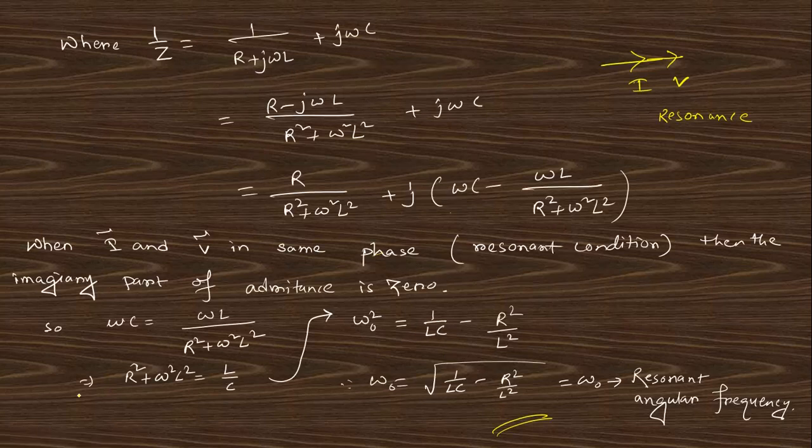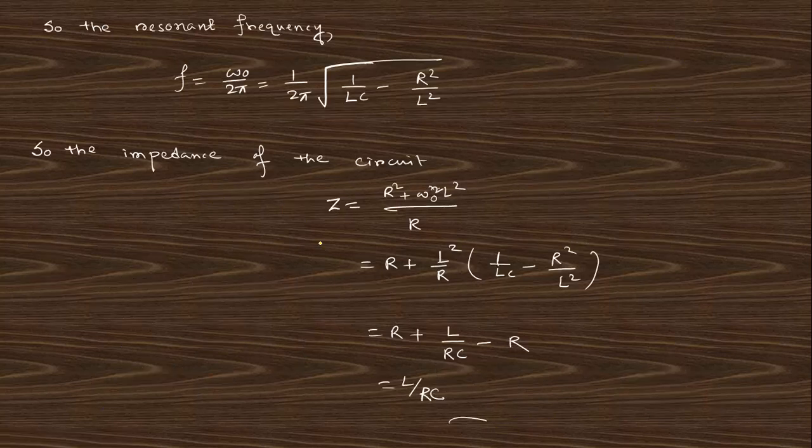And the impedance of the circuit will be like that, because 1 by Z equals to this, and the j component is 0. So this is 1 by Z. So Z equals to inverse of this. So this can be written, omega equals to omega naught. So put this value of omega naught, you will finally get this impedance, that is L by RC. I think clear.